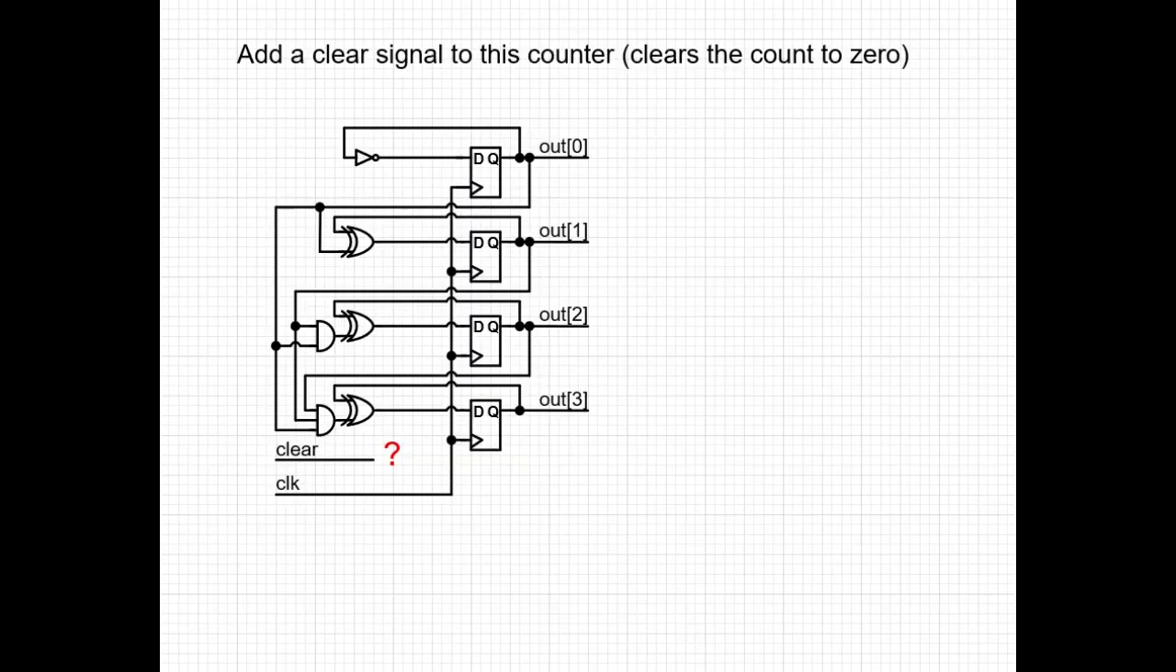For the first exercise, we're asked to add a clear to a counter. We recognize that at each clock, the output becomes whatever is at the input to each flip-flop, and therefore, we would like to add an input signal, clear, that forces each flop input to 0. And that, of course, is a simple AND gate.